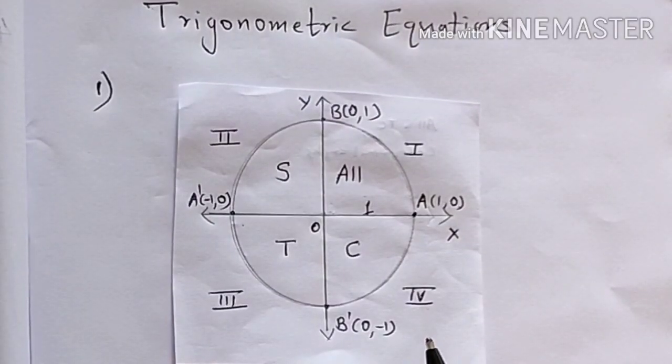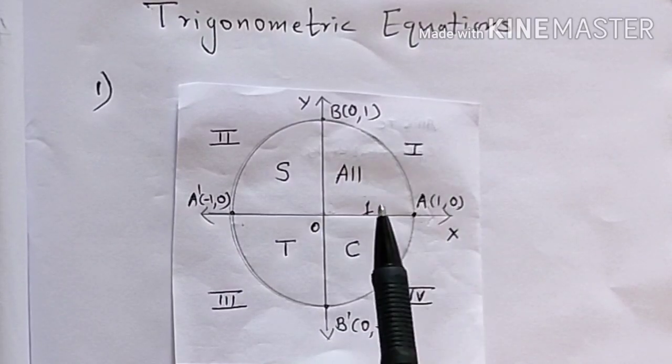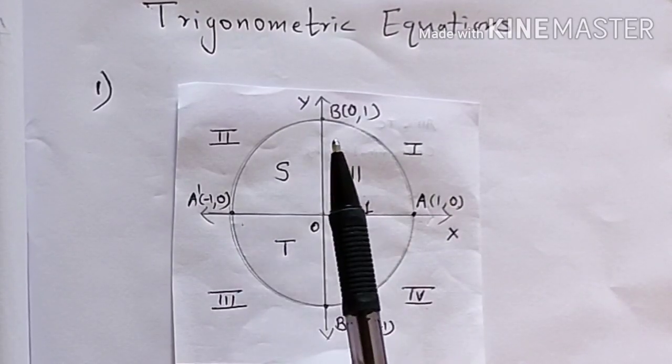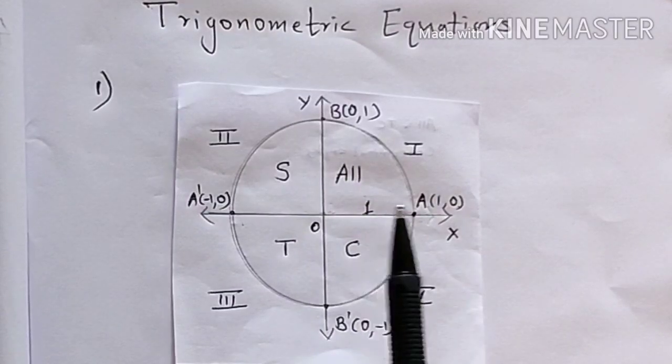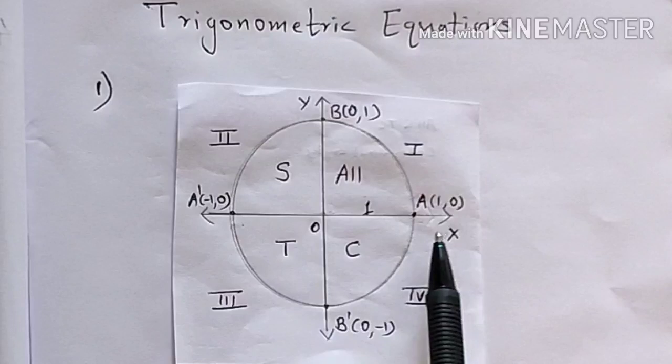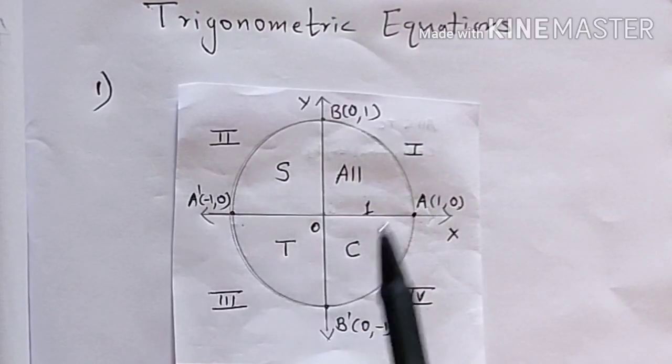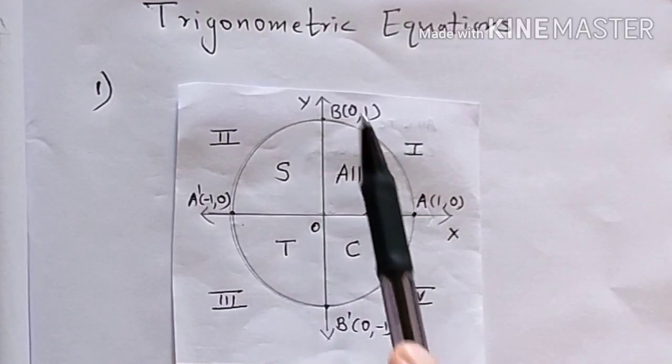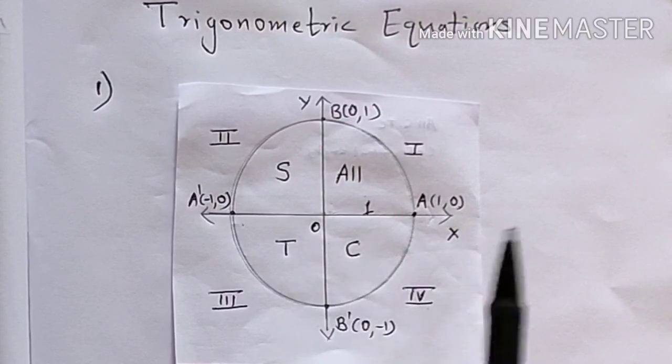Trigonometric equations. Let's solve a few more equations. First of all, let's quickly revise the standard unit circle. All of you know the standard unit circle. Here we have considered the x-axis and y-axis, a rectangular coordinate system.